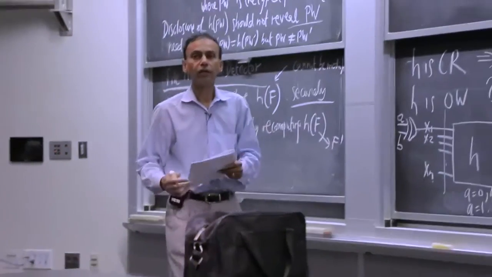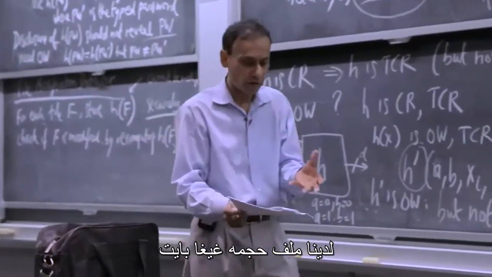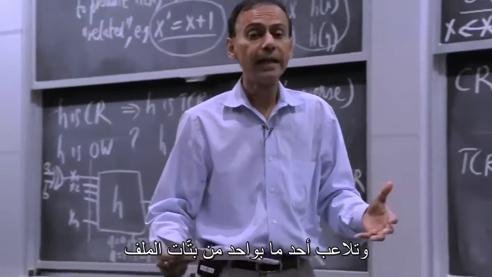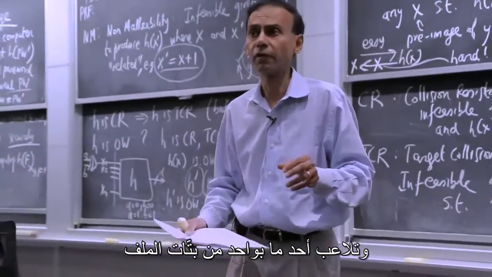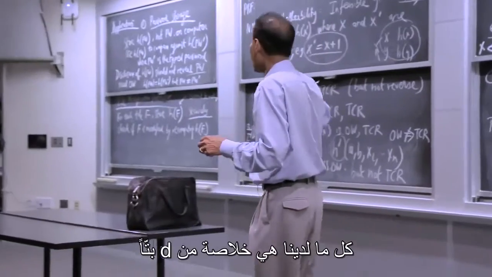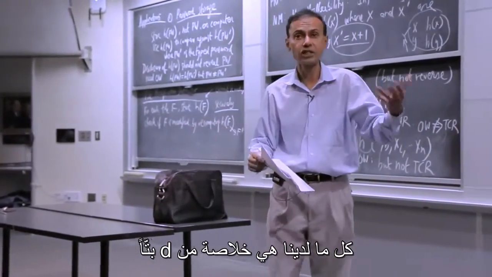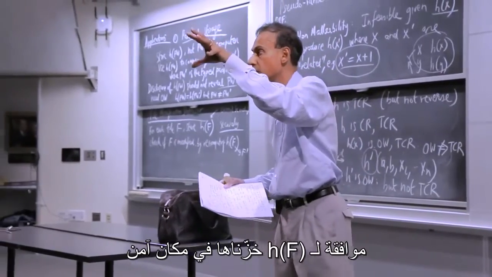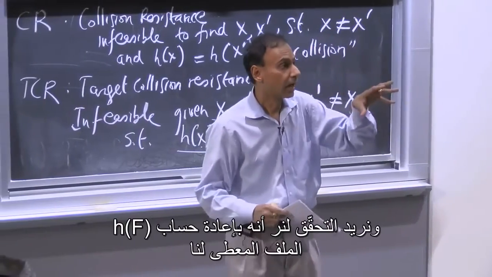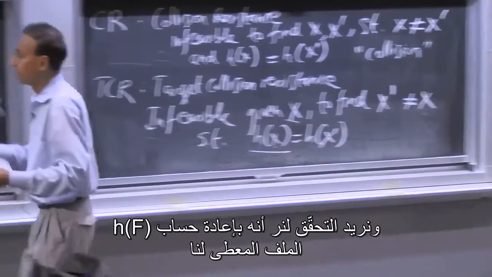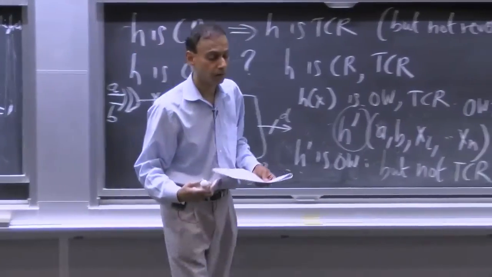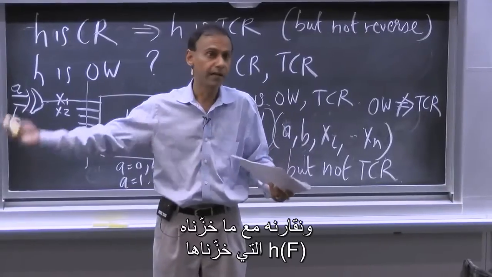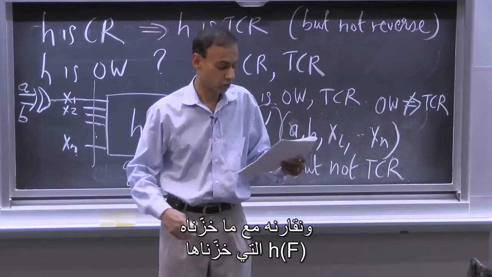You don't know that. You have a file, it's a gigabyte, and somebody might have tampered with one of the bits in the file. All you have is a D-bit digest that corresponds to H of F that you've stored in a secure location, and you want to check by recomputing H of F on the file that is given to you and comparing it with the H of F that you've stored.